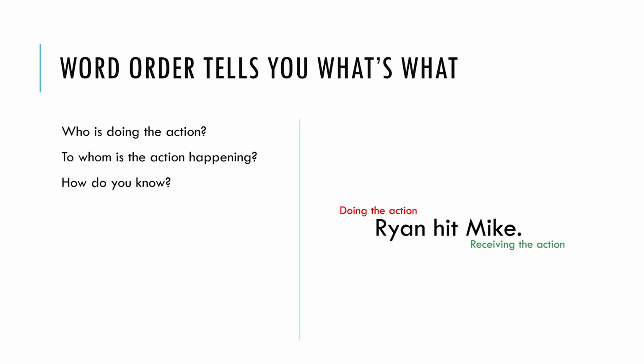How do you know that it's Ryan doing the hitting and not Mike? Well, it's the order of the words. In English, the order of the words tells you what is doing what. The fact that Ryan comes before the verb hit triggers in your brain, okay, he's the one doing the action. Even if you never took a grammar lesson in your life, just naturally, you're going to know that because it comes before the verb, he is doing the action. And because the word Mike comes after the word hit, in your brain, that's going to signal, okay, he's the one who's getting hit.